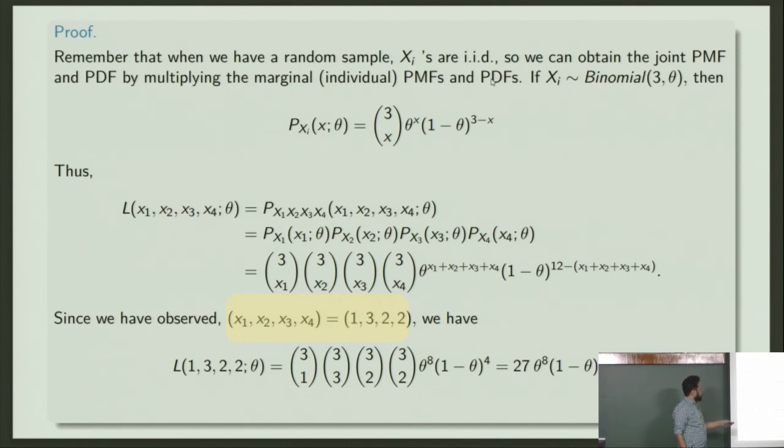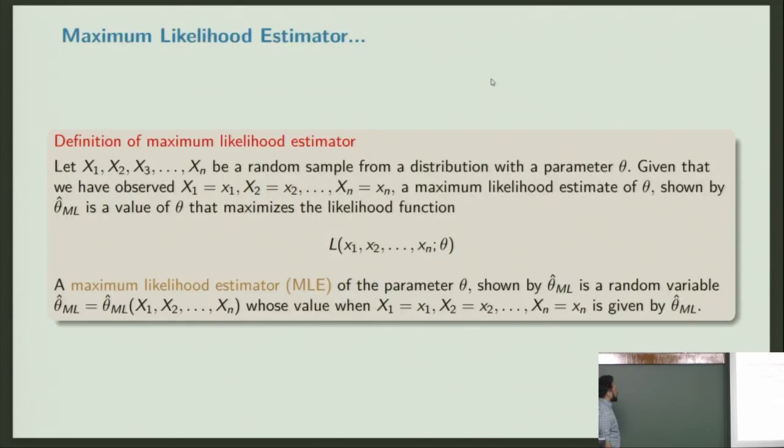Obviously our data that we collected is 1, 3, 2, 2. So this is our x1, x2, x3, x4, and we put it here. So basically it's only a function of theta. As we know, we want to maximize the likelihood. So with respect to theta, this is an optimization problem with respect to theta. So we can do that.